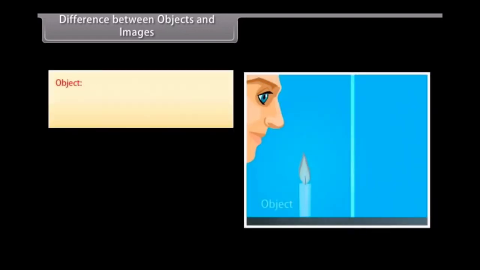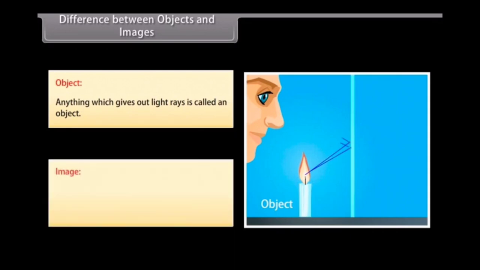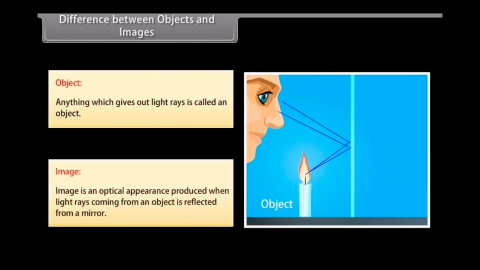Difference between objects and images. Object. Anything which gives out light rays is called an object. Image. Image is an optical appearance produced when light rays coming from an object is reflected from a mirror.